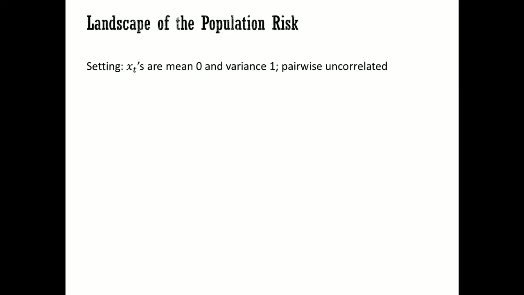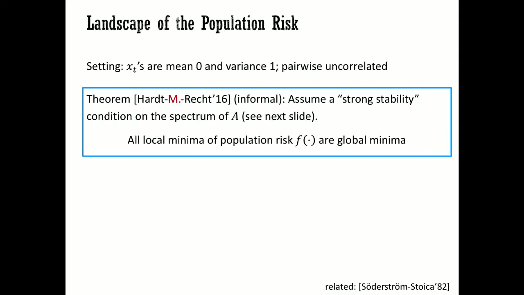Towards analyzing the landscape, we are working in the setting that x_t has mean 0 and variance 1, and they are pairwise uncorrelated. Then our main theorem says that we assume a strong stability condition on the spectrum of the matrix A of the ground truth system, which I'm going to define in the next slide. Under this assumption, all local minima of the population risk F are global minima.